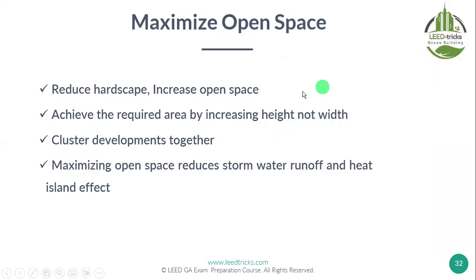LEED requires you to maximize open space. In LEED AP, he will give you a percentage, let's say 25%, and if you exceed this percentage, you are achieving some points. Maximize open space, meaning reducing hardscape and increasing the open space. Achieve the required area by increasing height, not width. The required area means the required areas to be built. You mean like build vertical and keep the site for landscape. This is what they mean here.